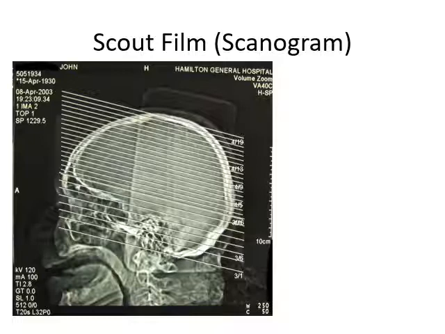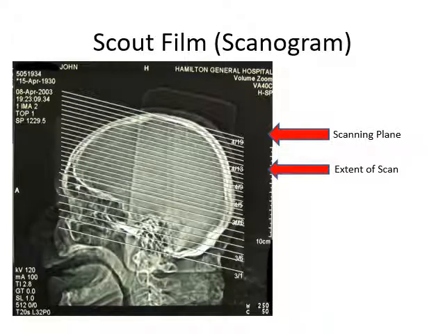All right, so information you should be able to see on a scout film or the scanogram. The very first one is we want to see the scanning plane, so we want to see what angle each of these cuts has been put in. We want to see the extent. So the extent here goes from the top of his skull to the bottom of the skull. This is how much they're going to take a peek at. Well, they're going to look at everything anyway, but the radiologist just wants to know how much we're really going to be looking at here.